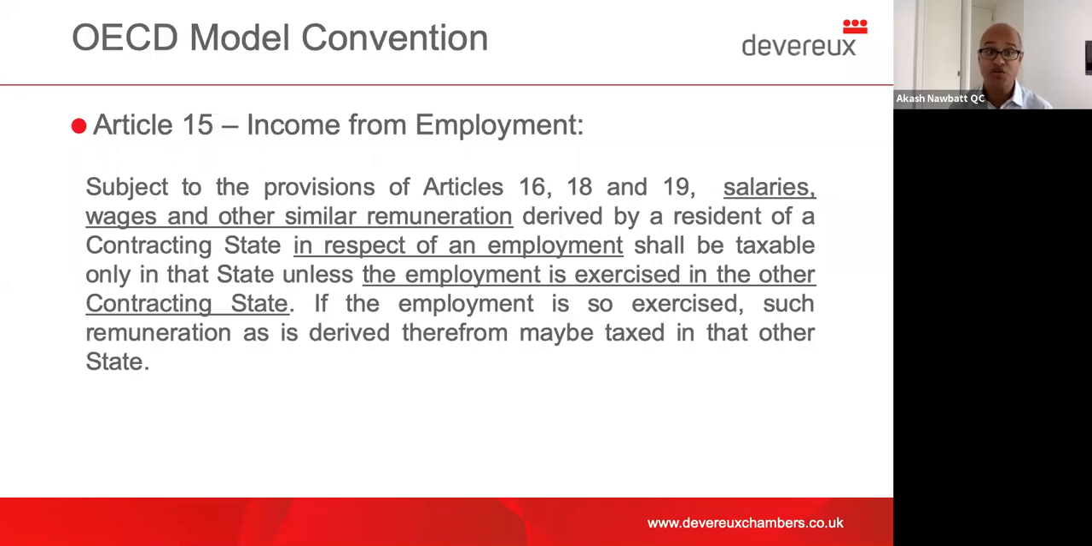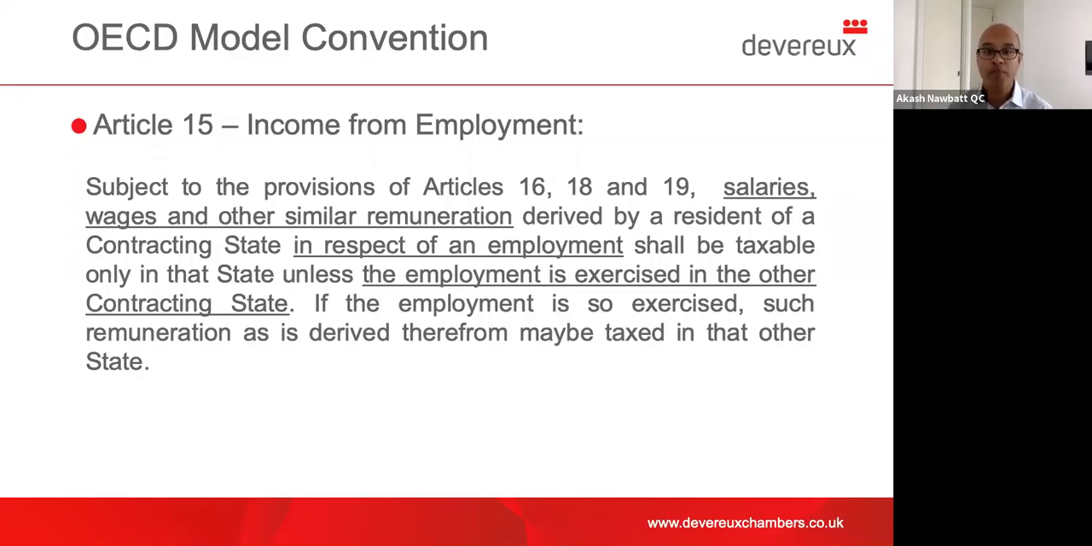So just looking at Article 15, we can see that it provides that salaries, wages, and other similar remuneration derived by a resident of a contracting state in respect of employment shall be taxable only in that state unless the employment is exercised in the other contracting state. So we can see that the term employment is very important in this article, as the application of Article 15 is dependent on there being a relevant employment which is exercised in the other contracting state.